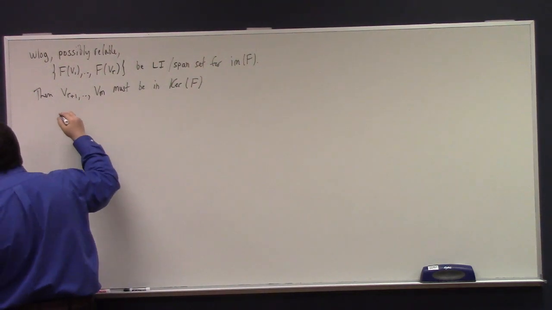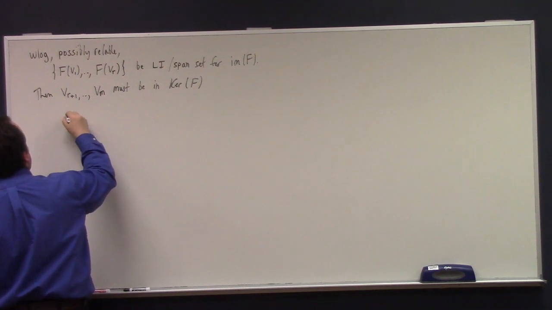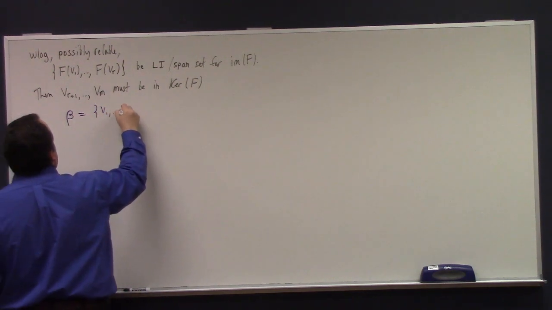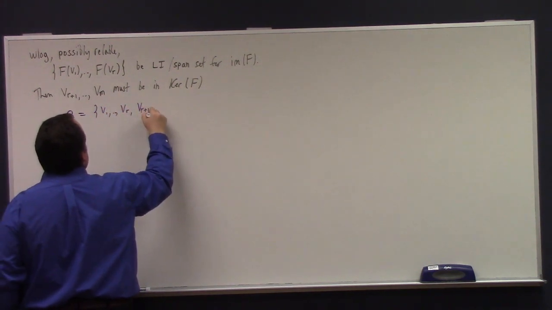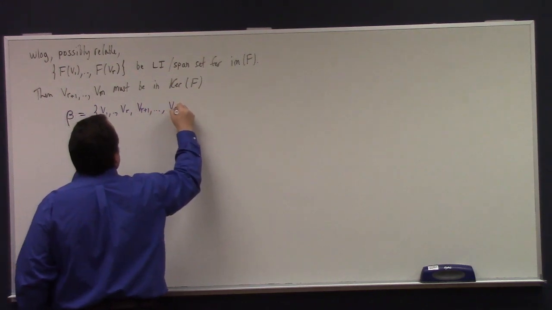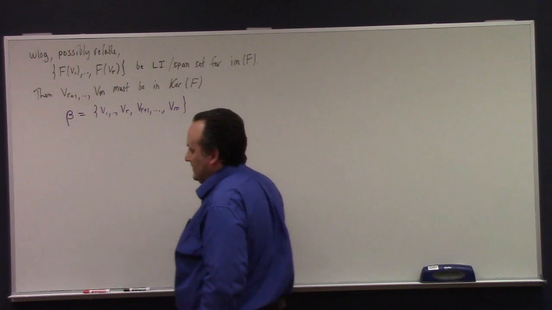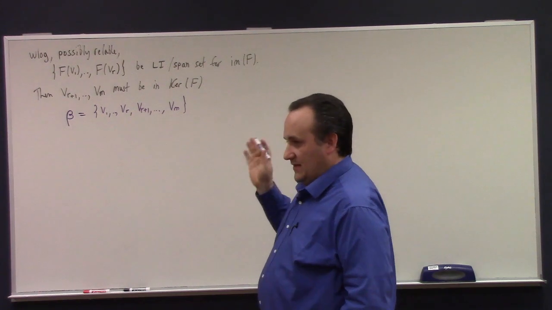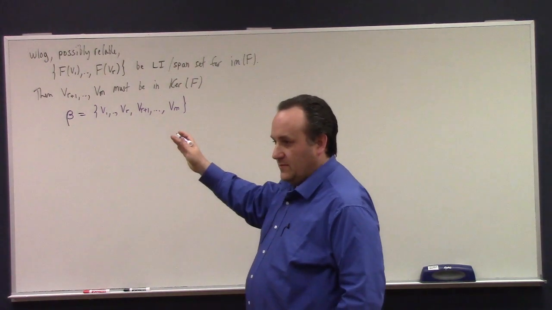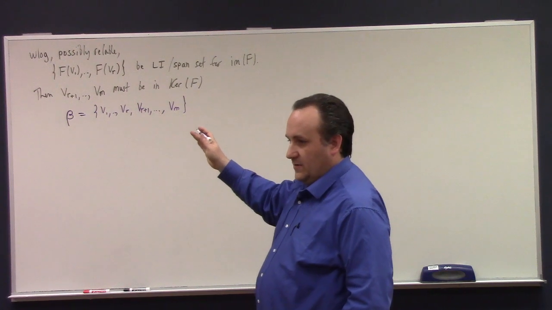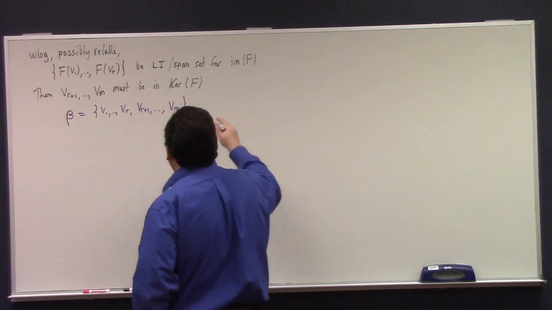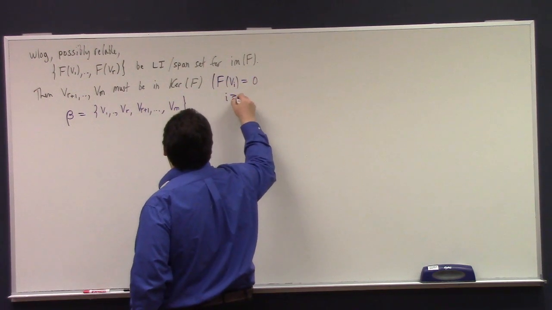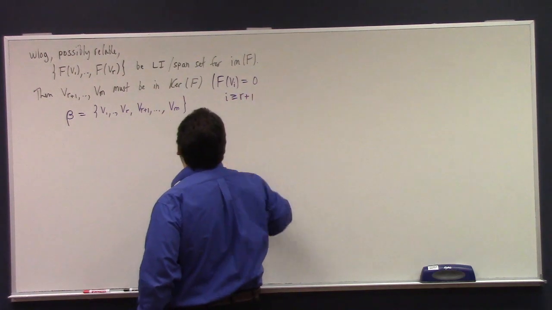So what we're going to do is let beta equal v1 through vm. I'm again letting beta be that basis, but keep in mind I've renumbered them in such a way that the last m minus r of them map to 0. So f of vi equals 0 for i greater than or equal to r plus 1.